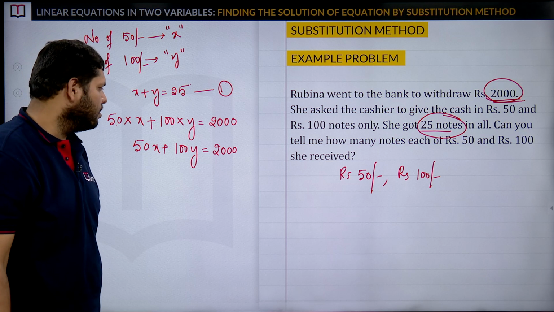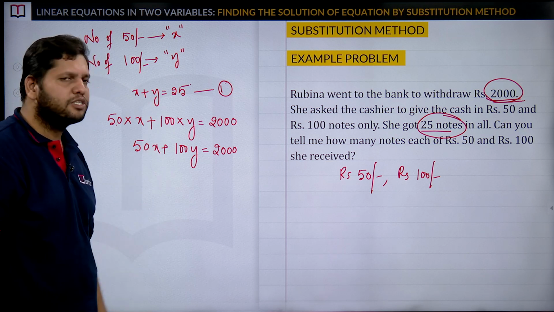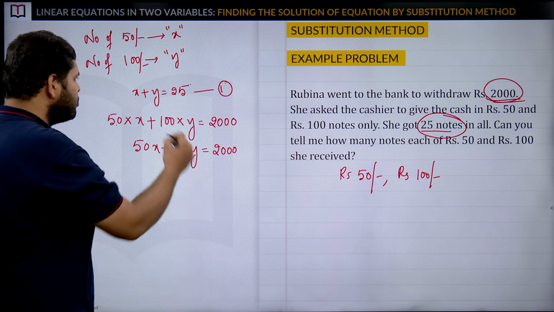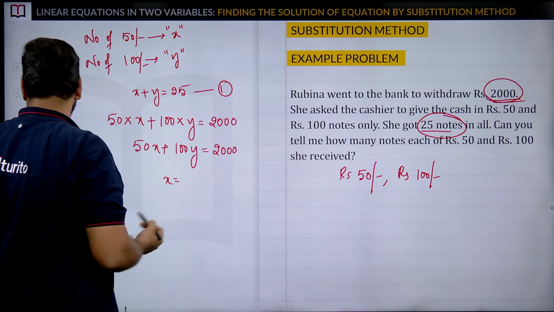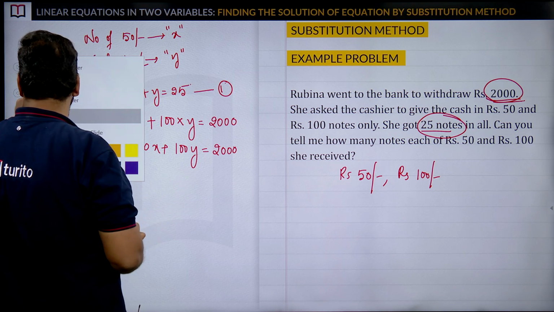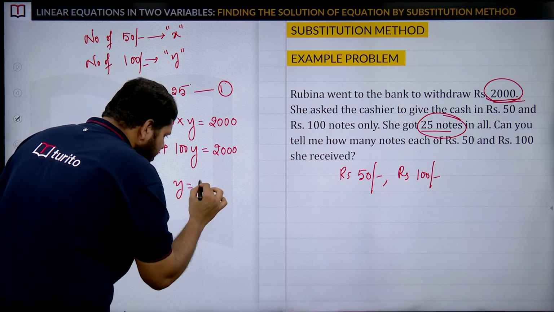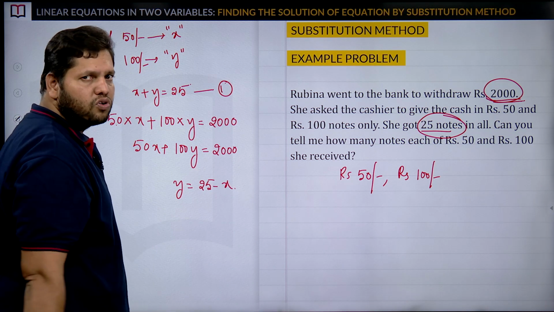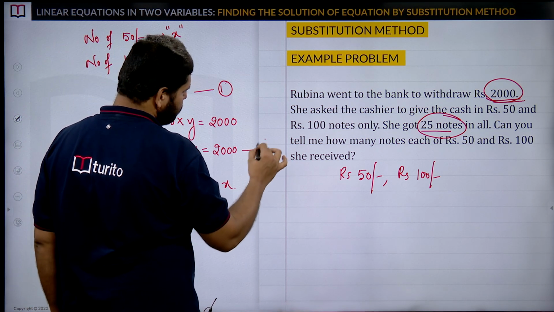Okay. Now, children, we have to solve these equations. So what I am doing? What is equation 1? x plus y is equal to 25. So from this, can I write x is equal to, otherwise you can write y equal to, so I am writing y equal to 25 minus x. I am writing y is equal to 25 minus x. Now, children, you can take this equation as 2.